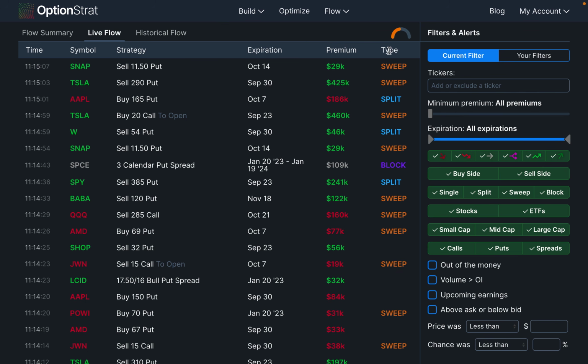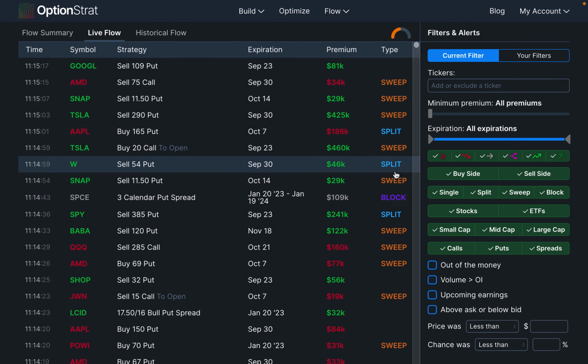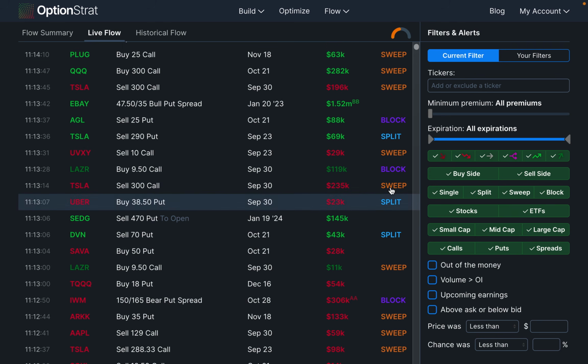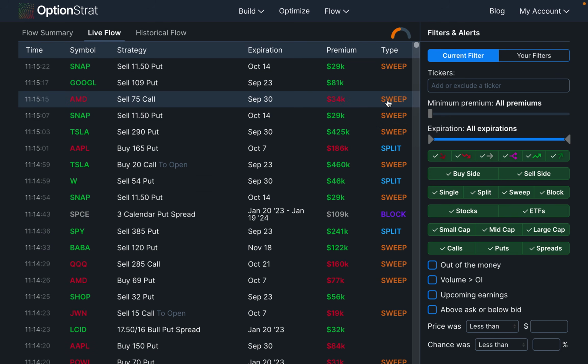So here we have a column that says type, right? And you see different things in here like sweep, split, block, and you probably could find a couple of other ones. So let's go through what all of these mean because they can be very important. They're actually going to also be shown here, right? You can filter all of these, by the way, and I'll filter it here in a little bit. But let's go through the different types.